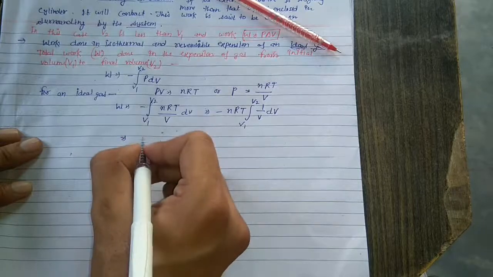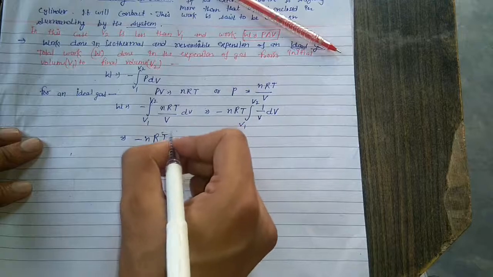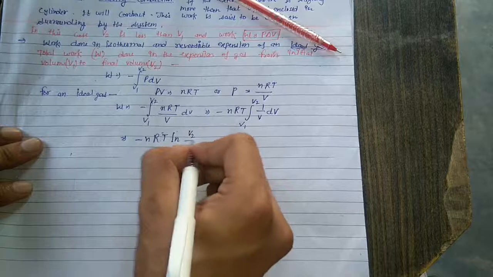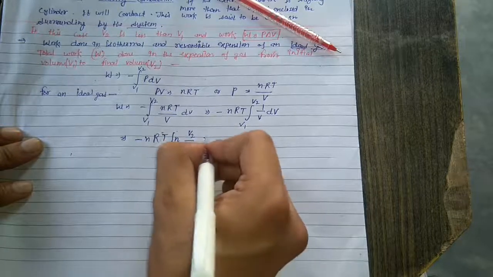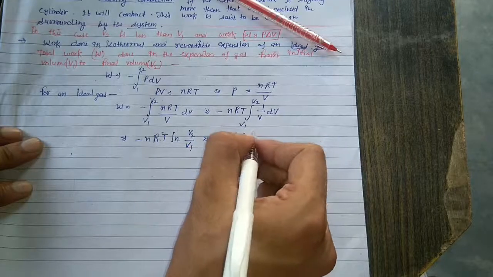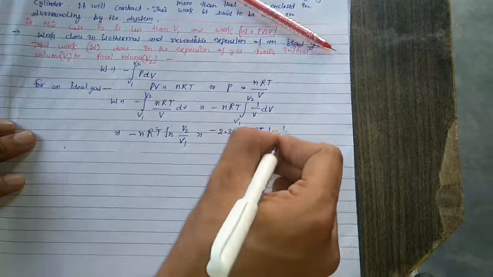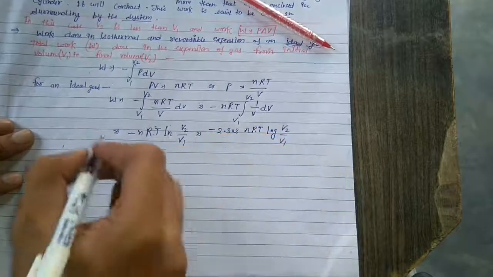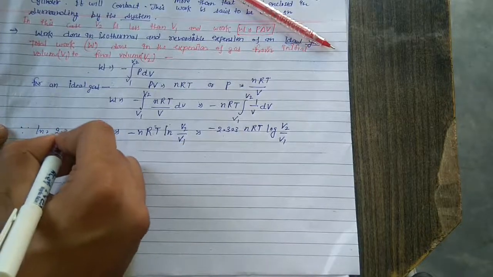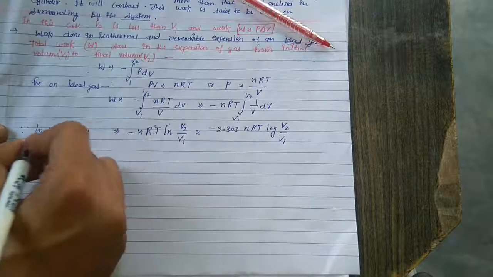The final equation will be minus nRT ln V2 upon V1, which is minus 2.303 nRT log V2 upon V1, because ln equals 2.303 log.